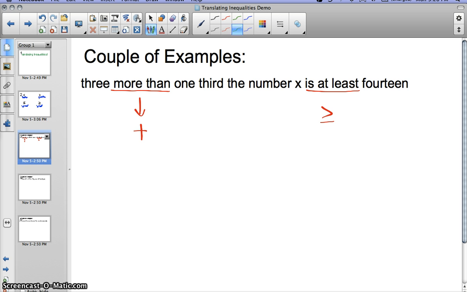Now let's plug in our basics. We've got a 3. We've got a 14. And now this thing in the middle is the part we really need to concentrate on: 1/3 the number x. Well, 1/3 the number x is simply 1/3 x. So we've got 3 plus 1/3 x is greater than or equal to 14. Pretty straightforward if you ask me. But let's try another one just to make sure we're all on the same page.